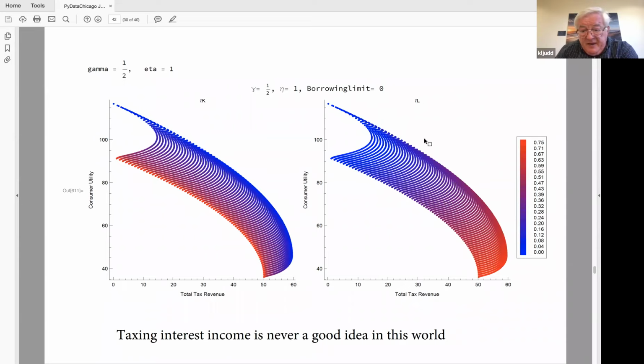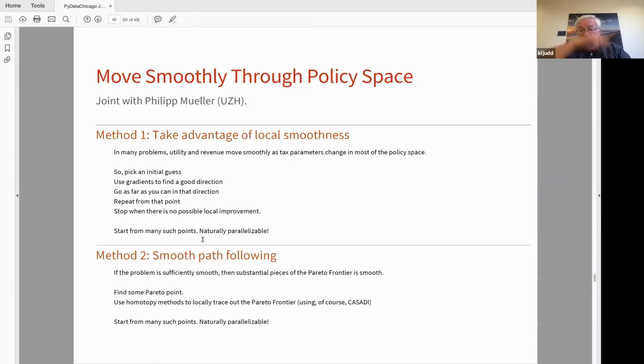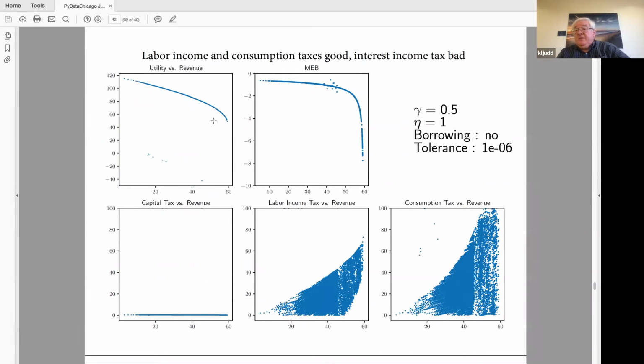On labor, as you need more and more revenue, it gets redder and redder. And so basically what this says is that here's a scatter plot of all the possible combinations of taxes, 2 kinds of taxes. You look at the Pareto frontier and you realize, you don't want to tax interest income. It's an inferior policy. Now that was a brute force thing, and now we're using this with Philip Mueller. We're using more homotopy path following methods to find the Pareto frontier. And here's an example there.